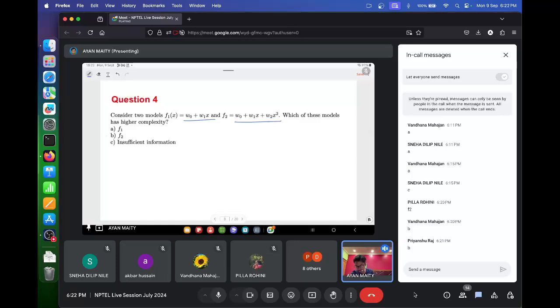The correct answer is option B, f2. So as you can see, the first model f1 is just w0 plus w1x, so it's basically order of x, and f2 is w0 plus w1x plus w2x squared, so this is actually order of x squared. So the complexity of f2 is higher, so option B is the correct answer.